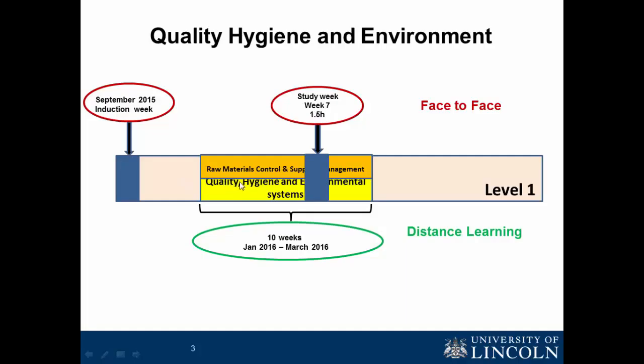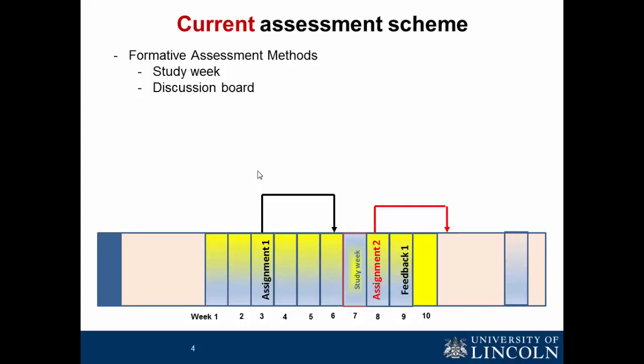Also to be noted, the Quality, Hygiene and Environmental Systems runs in parallel to another module, Raw Materials Control and Supply Management, and that's one of the considerations that we have in mind when setting up the assignments.